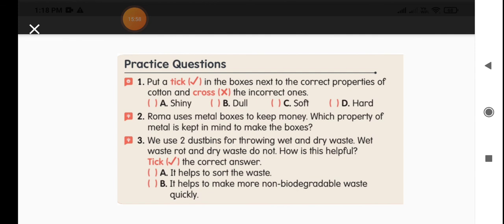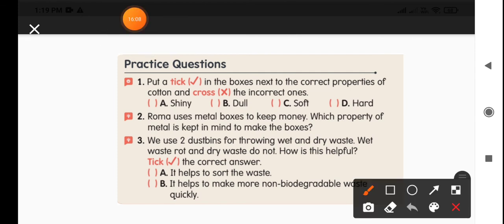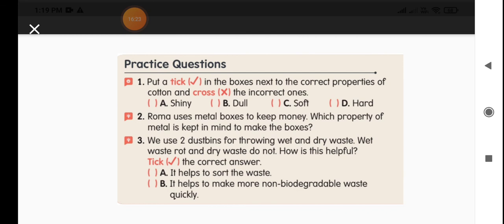And third question, we use two dustbins for throwing wet and dry waste. Wet waste rots and dry waste does not. How is this helpful? Rot means which gives bad smell. Do not rot, those materials will not give any smell. So this helps us to sort the waste. It helps to sort out the waste.